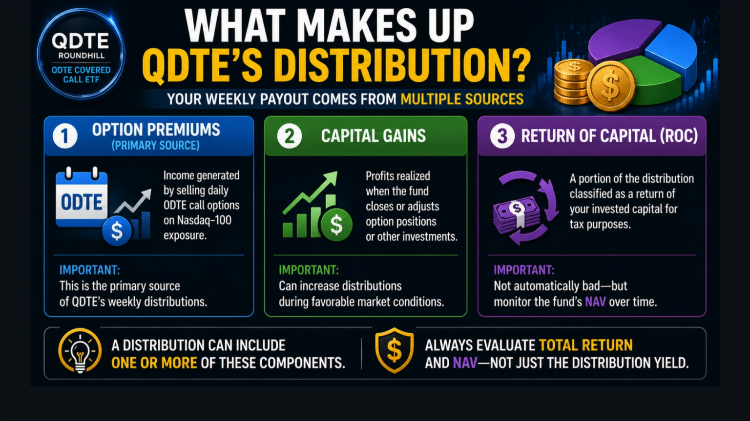Return of capital is not automatically good or bad, but investors should understand what portion of each distribution comes from each source. That's why you should never judge QDTE by its yield alone. Always look at the fund's total return, NAV performance, and the composition of its distributions.